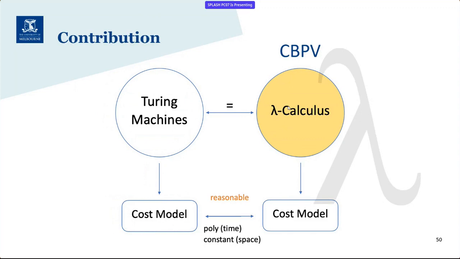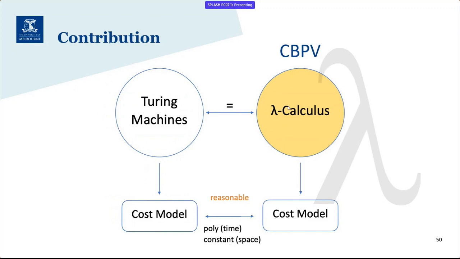Oh, so because reasonable is defined by showing that it can simulate a Turing machine. So it's not a standalone definition. It's like a comparison definition. So is the issue that the primitives and the cost models are different?